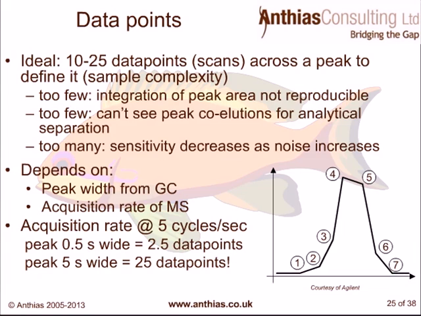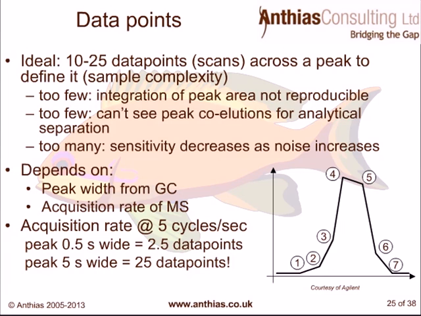If we see too few, we also can't see peak correlations for analytical separation very well. But if we get too many, our sensitivity decreases as our noise increases. So we need to be aware of this. It very much depends on the peak width from the GC and also the acquisition rate for the mass spec. So if our acquisition rate was 5 cycles per second and our peak was 0.5 seconds wide, we would only get 2.5 data points across the peak. If our peak was 5 seconds wide, we'd be getting 25 data points across the peak.